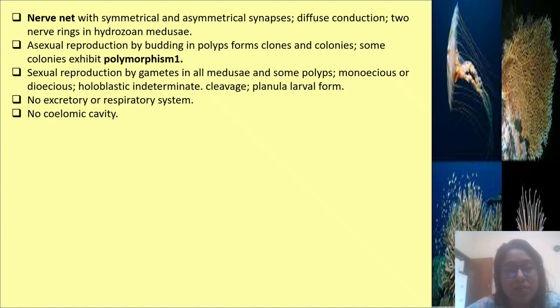Asexual reproduction by budding in polyps forms clones and colonies. Some colonies exhibit polymorphism. Sexual reproduction by gametes in all medusae and some polyps. Monoecious or dioecious. Holoblastic, indeterminate cleavage, planula larval form are seen. No excretory or respiratory system and no coelomic cavity are found.